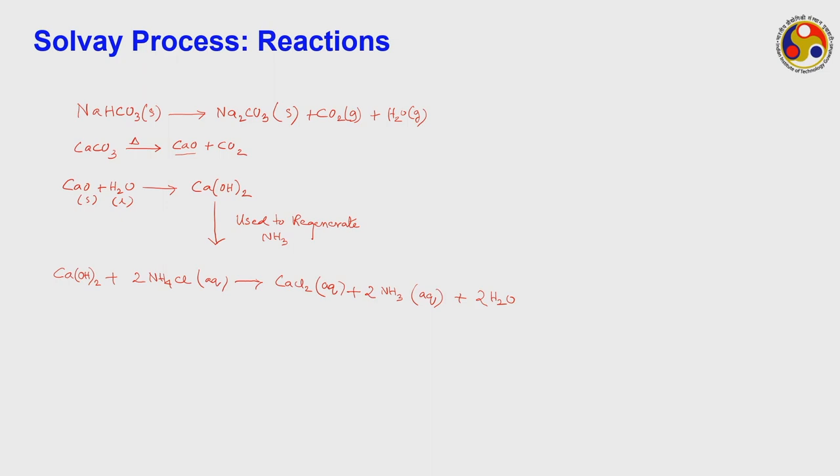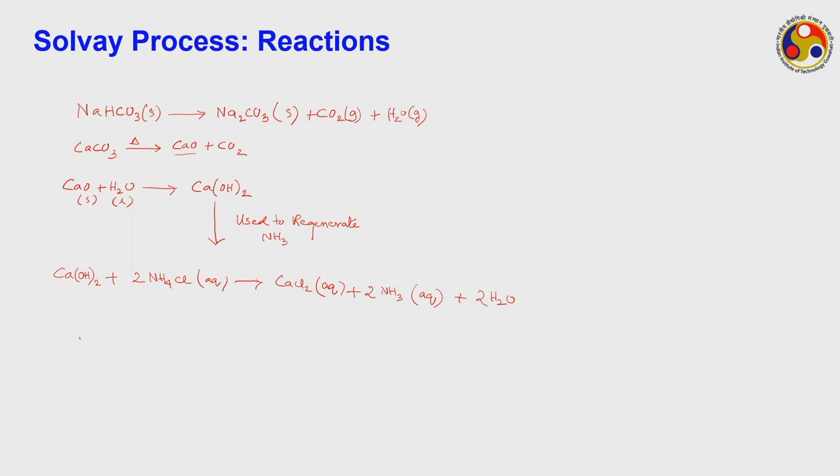Now you see the calcium hydroxide which is formed converts the ammonium chloride to ammonia gas. This ammonia gas is then recycled. So, this completes the entire ammonia recycling cycle. And the carbon dioxide cycle is recycled because calcium carbonate generates carbon dioxide, and then again carbon dioxide reacts in the Solvay's tower and is consumed. This is the way it is recycled.